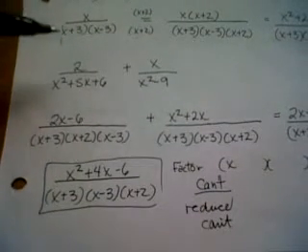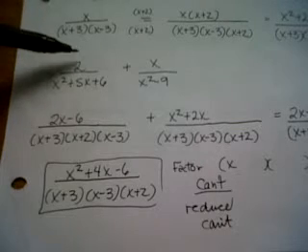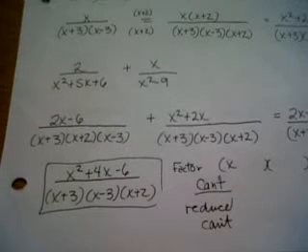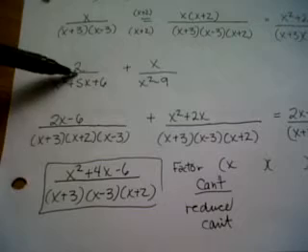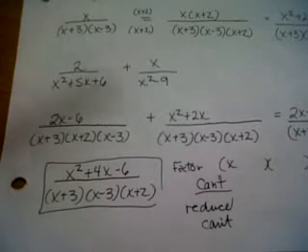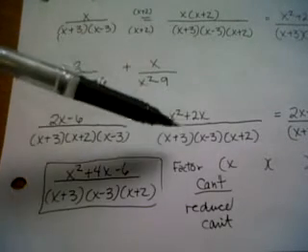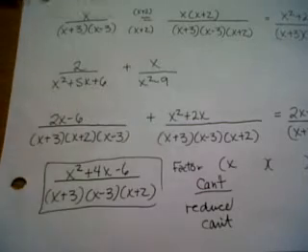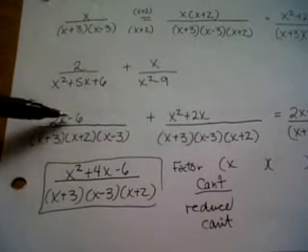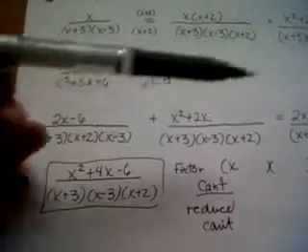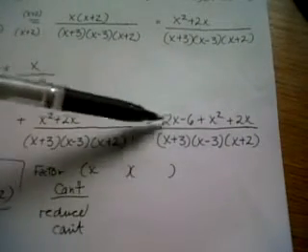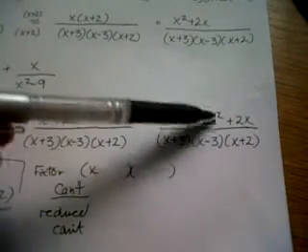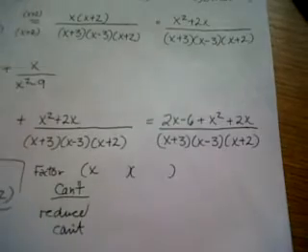So the first fraction changed to, this is what we had. It changed to this fraction. Our second fraction looked like that. After we changed the common denominator, it looks like this. So now we can add them. So I have 2x minus 6 plus x squared plus 2x. So here we go, 2x minus 6 plus x squared plus 2x, because I have a common denominator.